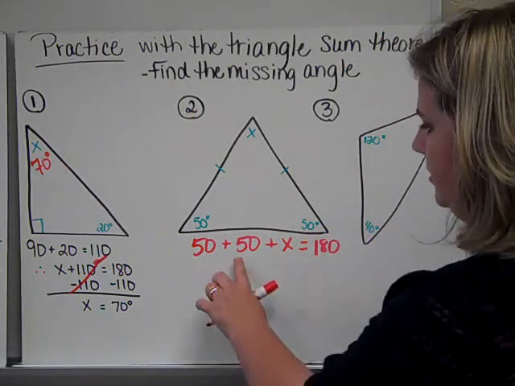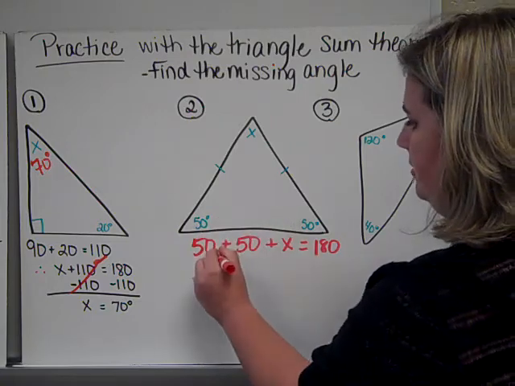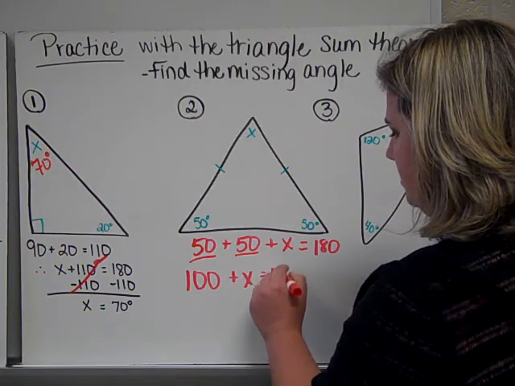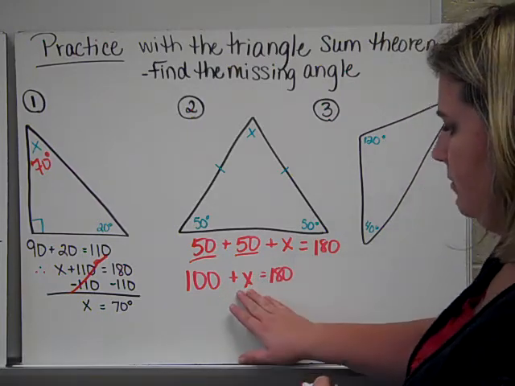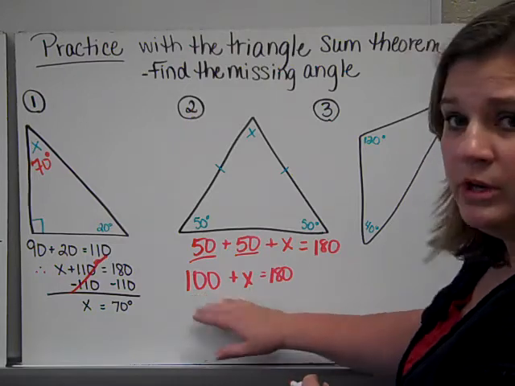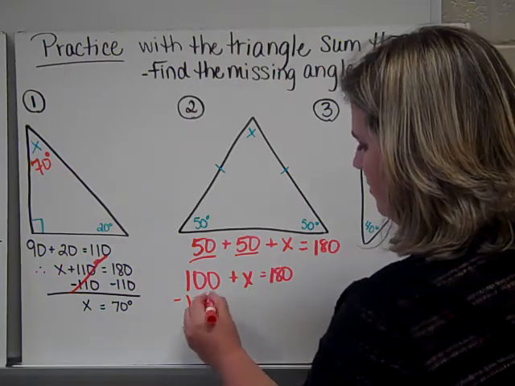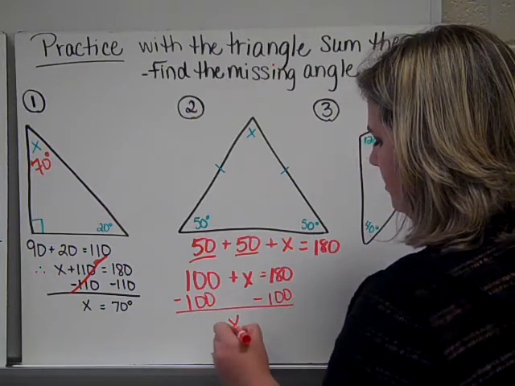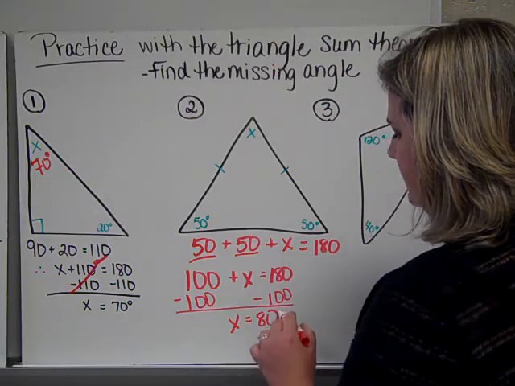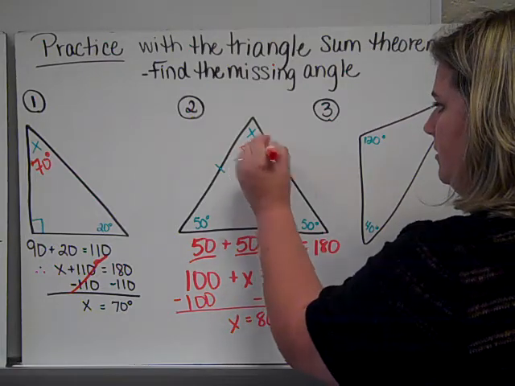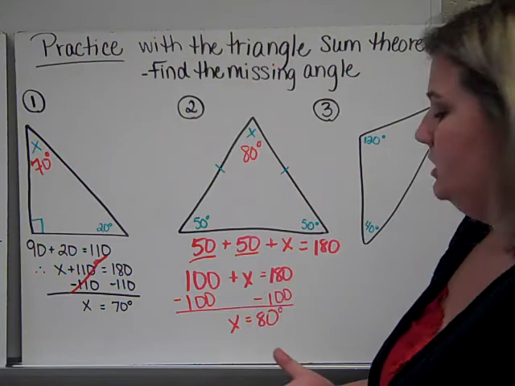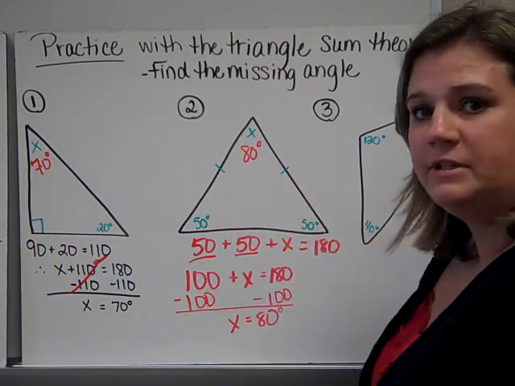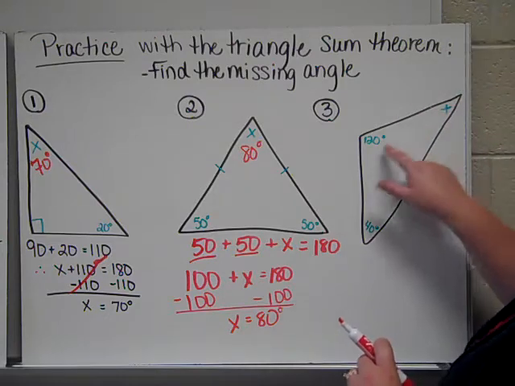I'm going to go ahead and add these two angles here. That's 100 plus X equals 180. Again, we're going to solve for X, so I'm going to subtract 100 over. 100 goes to 0. So I can see that X, this angle here, is 80 degrees. And I can check myself: 100 plus the 80, I definitely did my math correct there.